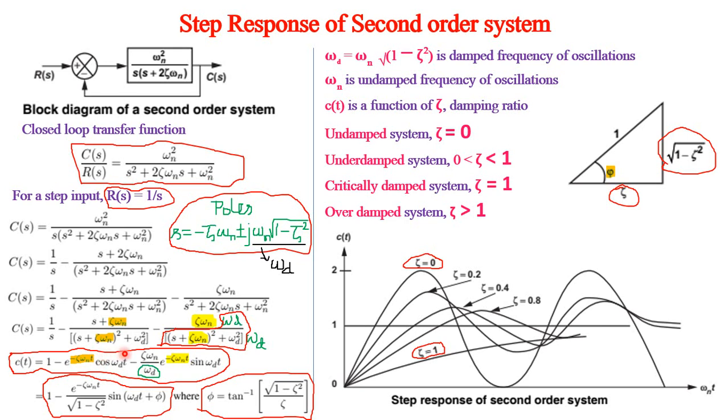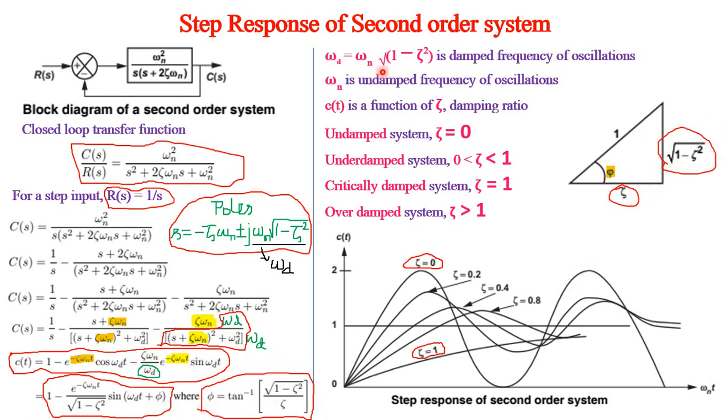Why that root of 1 minus zeta square extra comes means that has been taken outside here. So that root of 1 minus zeta square and this root of 1 minus zeta square will cancel each other. So that is sin phi, so sin phi cos omega d t. Here we have zeta, so zeta is cos phi sin omega d t. Other terms we have taken outside. So c of t is 1 minus e to the power minus zeta omega n t by root of 1 minus zeta square sin of omega d t plus phi. If we take tan phi, it is root of 1 minus zeta square by zeta, opposite by adjacent side. Therefore phi is tan inverse of root of 1 minus zeta square by zeta. That is what is highlighted here.